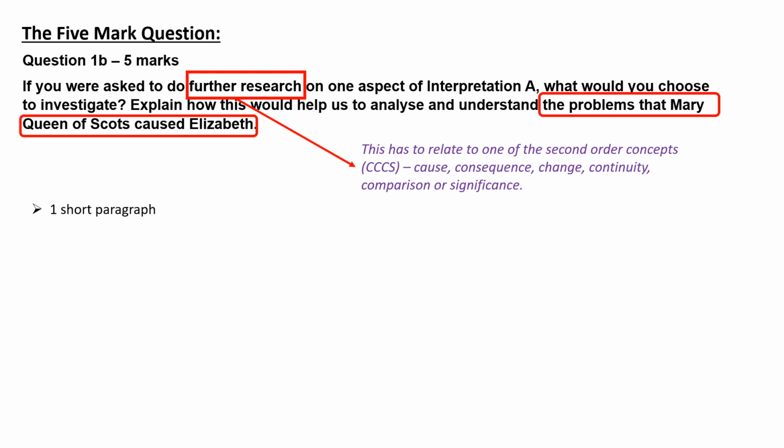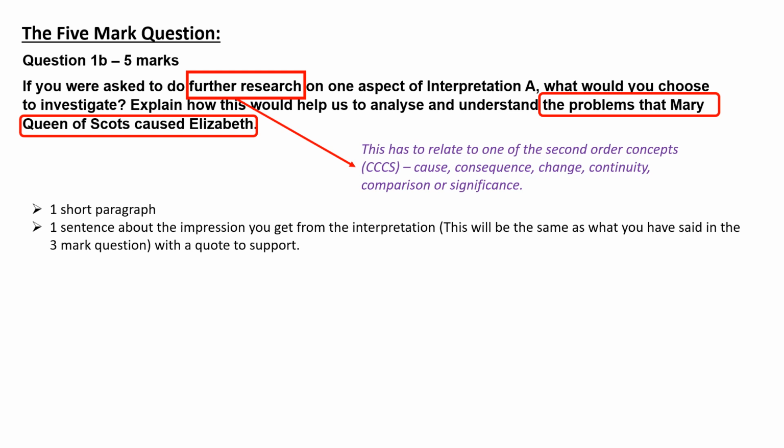So the way to answer this question would be 1 short paragraph, 1 sentence about the impression that you get from the interpretation. And please don't worry here that this is going to sound very similar to what you've said in your 3-mark question. So it's likely that there will be a bit of overlap here, but it's only a sentence and it's going to be the impression that you get from the interpretation. 1 sentence to explain what it is that you would investigate. Are you going to investigate a cause, a consequence, a change, continuity, a comparison, or significance? So you'd outline here what it is that you are going to investigate.